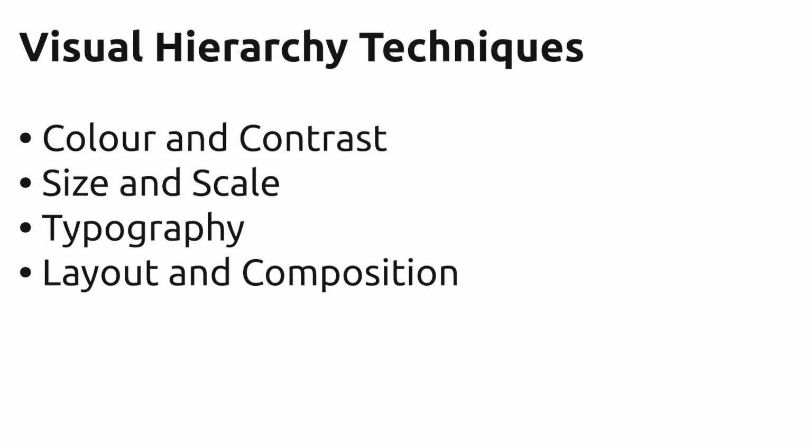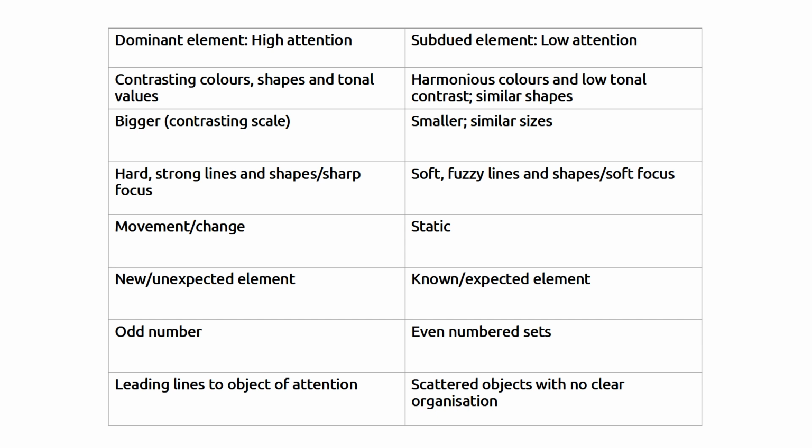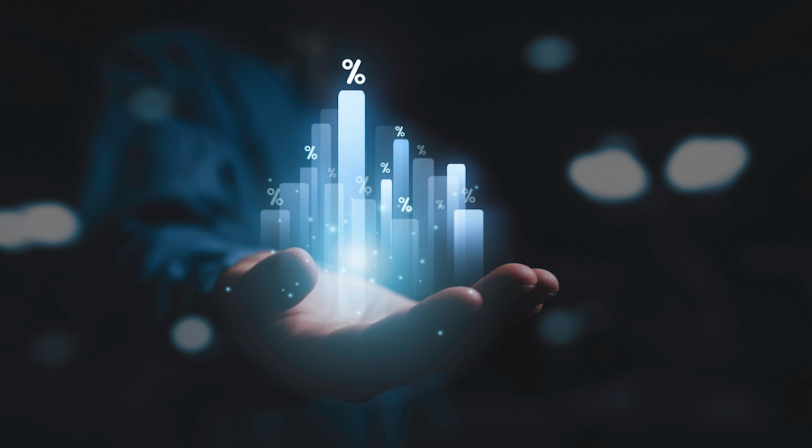In this section we will focus on only a few powerful visual hierarchy techniques, namely color and contrast, size and scale, as well as layout and composition to direct and manage user attention. This table provides a summary of design features that will draw more or less attention. Remember that design elements never function in isolation, so we will also look at some examples of how these principles can be applied. In this example we can discuss the use of color and contrast to direct attention.